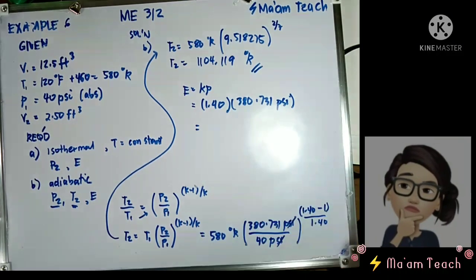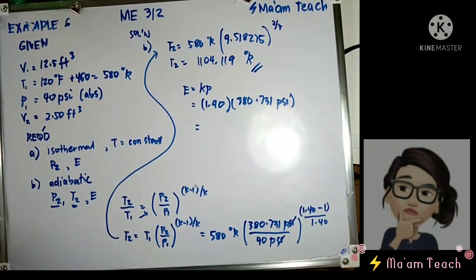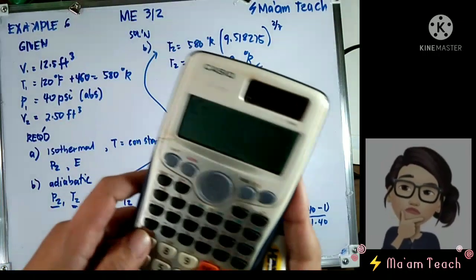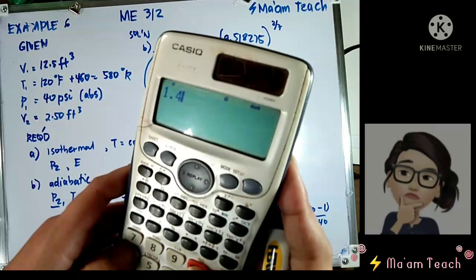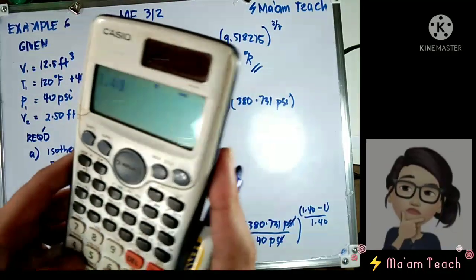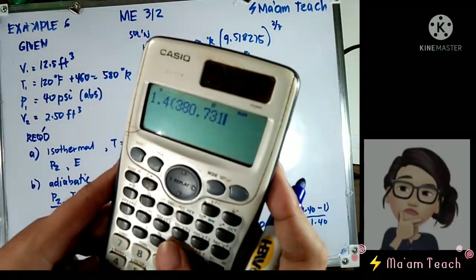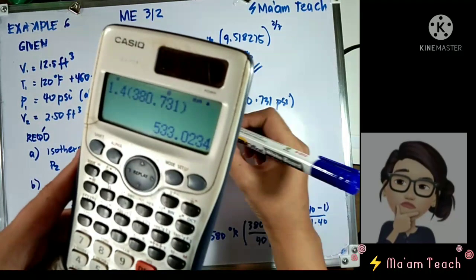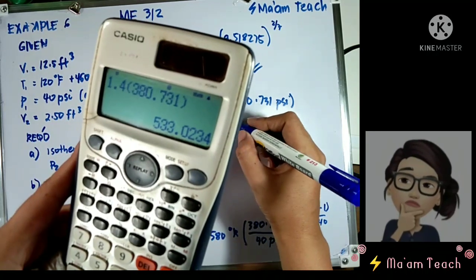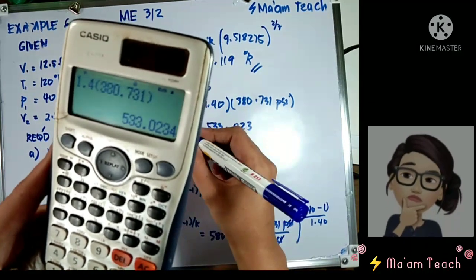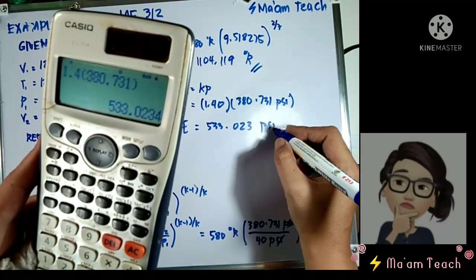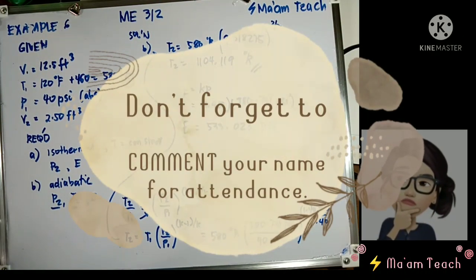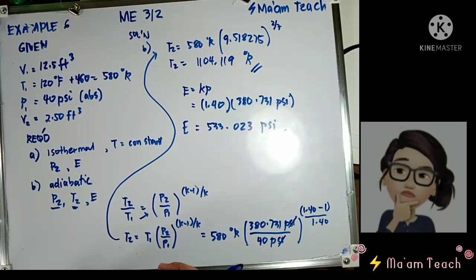Can you follow? So, using your calculator, class, the value will be 1.40 times 380.731. There. So we have 533.0223, and the unit, of course, is still in PSI. Okay? And that's it, class. That's the solution for our example number 6.